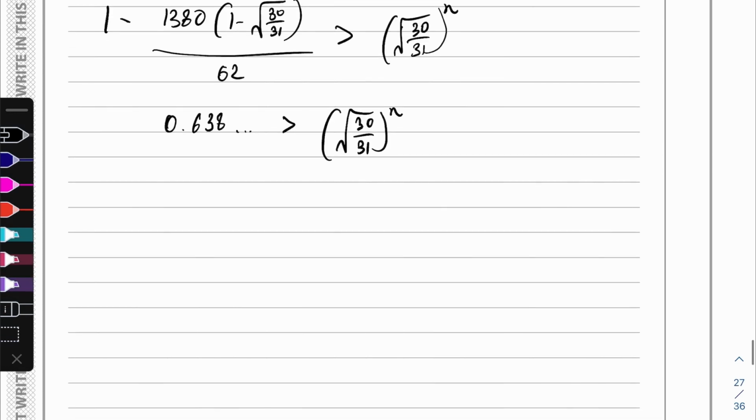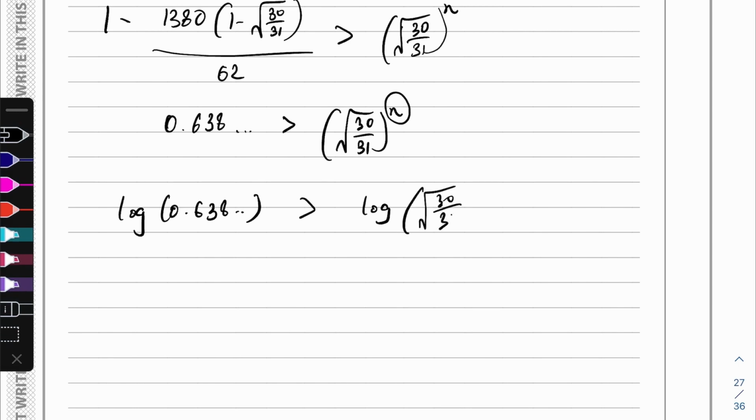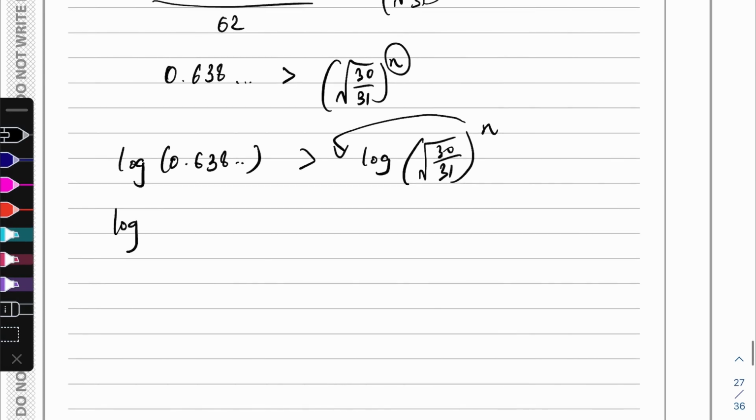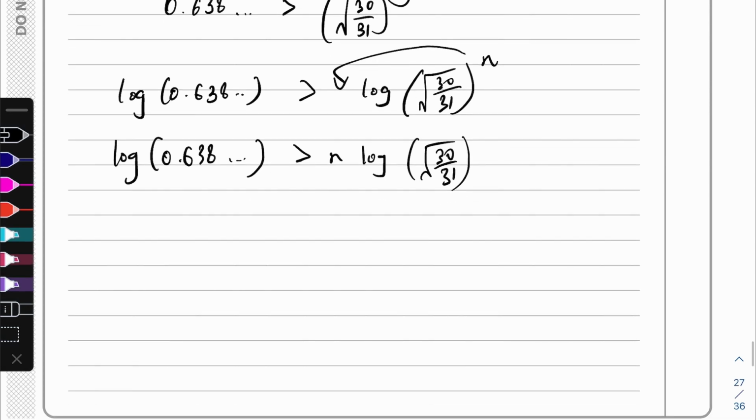And now we have to log both sides to get rid of the n somehow. So we get log of 0.638 is greater than log of root 30 over 31. And so n now goes down, becomes log of 0.638 is greater than n log root 30 over 31. So let's first check what type of value these are. If you put this in the calculator, you'll get this is a negative value.